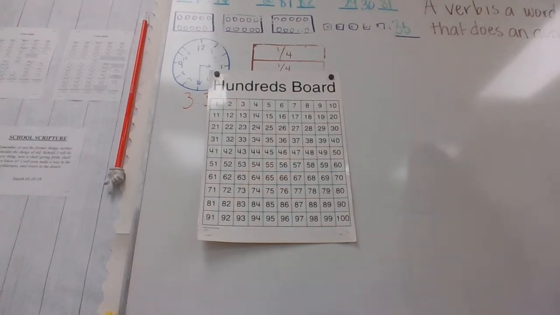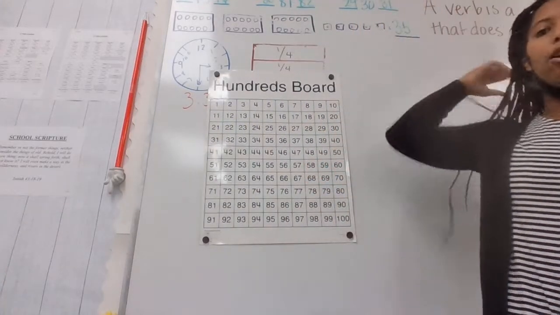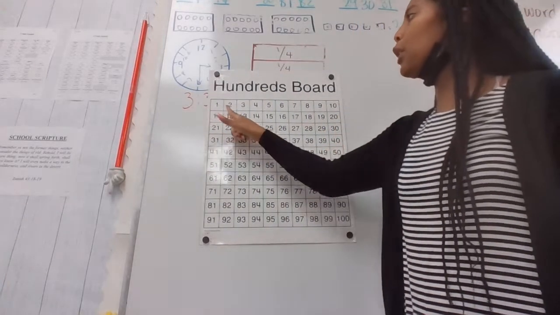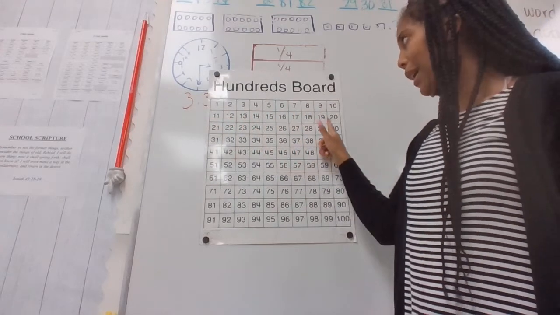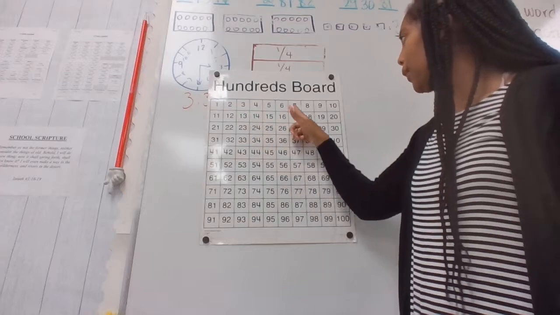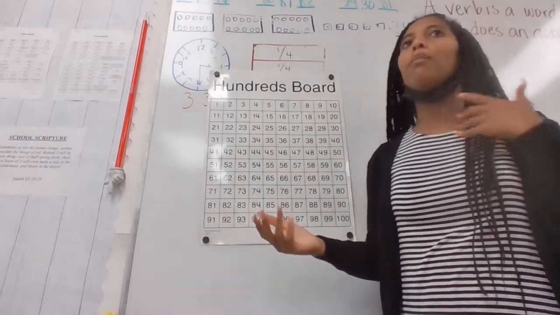17, 19. Okay, so we know that whenever we are counting on the 100 number chart, whenever we're going towards the right, we're counting by what number? Ones, right? 1, 2, 3, 4, 5, 6, 7, 8, 9, 10. We are familiar with that. That's how we normally count.